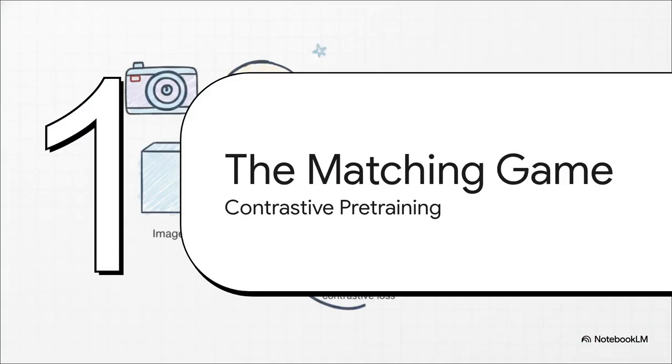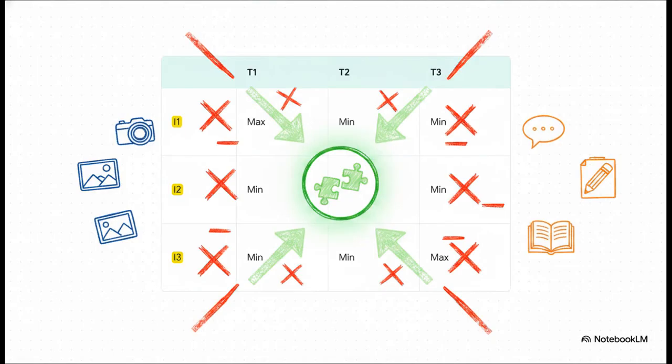Section 2, Playing the Matching Game: the Mechanics of Contrastive Pretraining. And this brilliantly illustrates exactly what we're talking about. Think of contrastive learning as a massive, high-speed matching game. The AI's only real job is to tell the difference between similar things and dissimilar things.